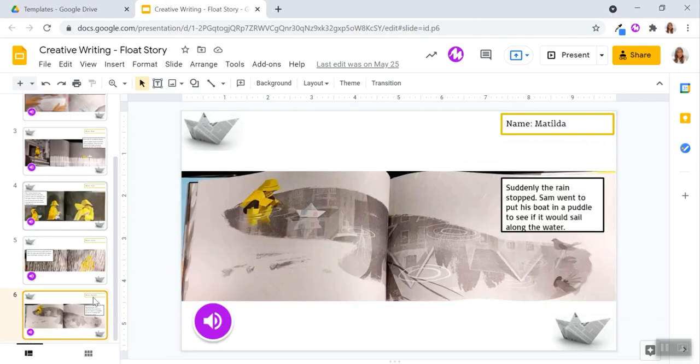This is a quick and easy way to enhance the creative writing process by having students write their stories and also record their voice and then share with others.